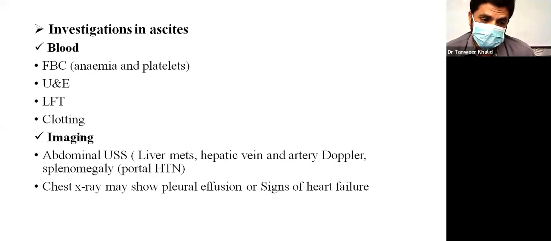We plan for the ascitic tap in the future, and clotting should be normal for the ascitic tap. In imaging, we do an abdominal ultrasound. It can show us liver mets and liver cancer. Hepatic vein and arterial Doppler can show thrombotic events in these vessels.